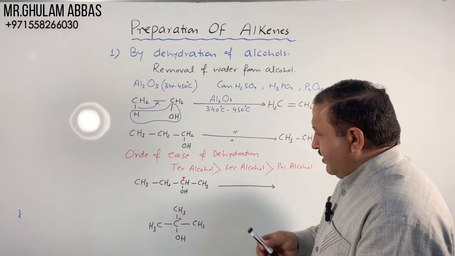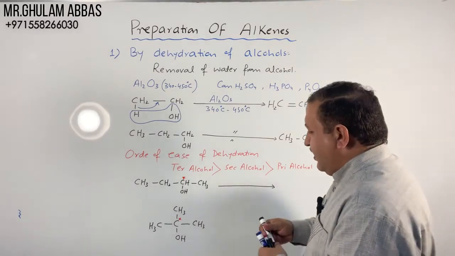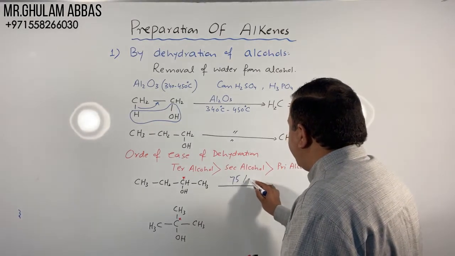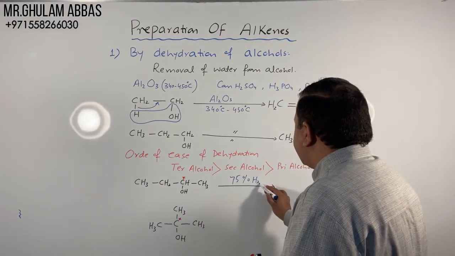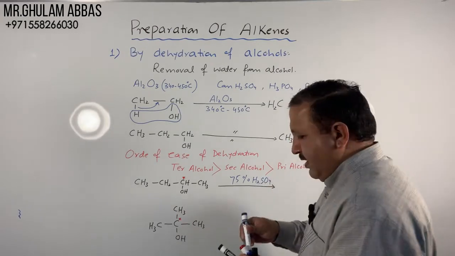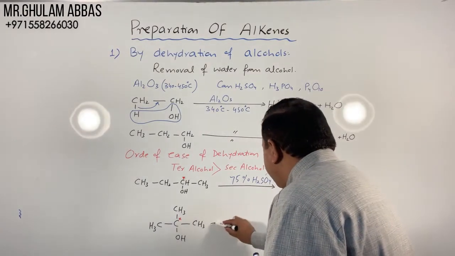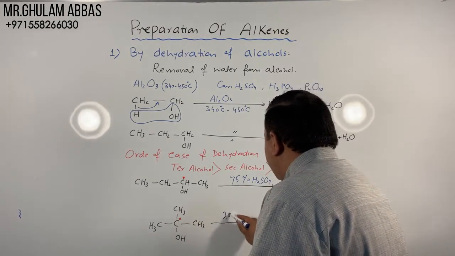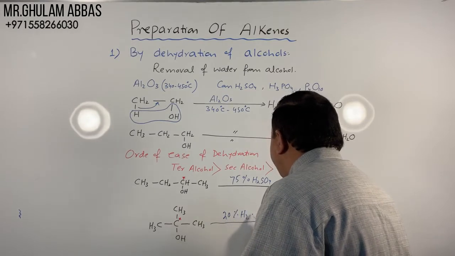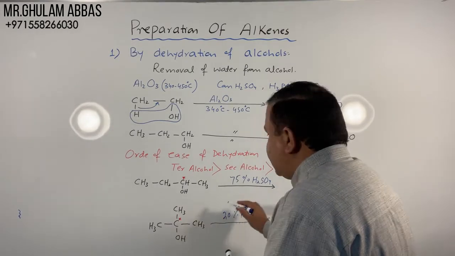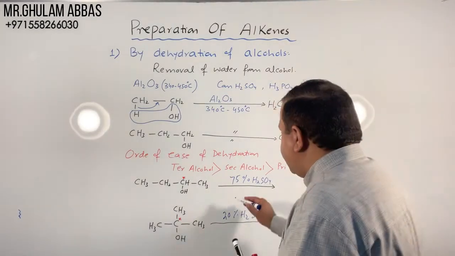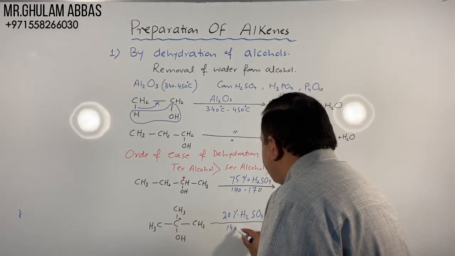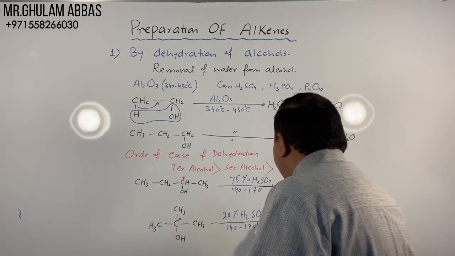And in order to remove the water, 75% H2SO4 is used for secondary alcohol. But for tertiary alcohol, only 20% H2SO4 is required. Temperature is 140 to 170. Here again, 140 to 170 degrees centigrade.